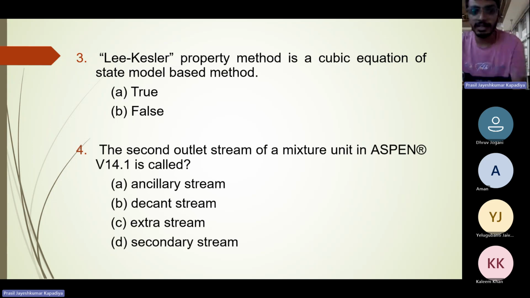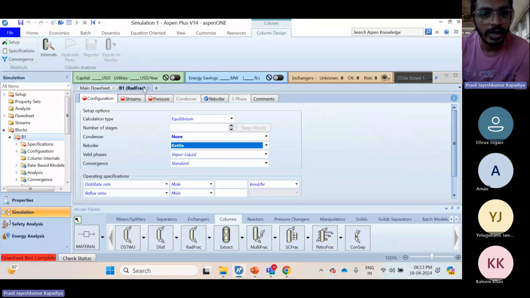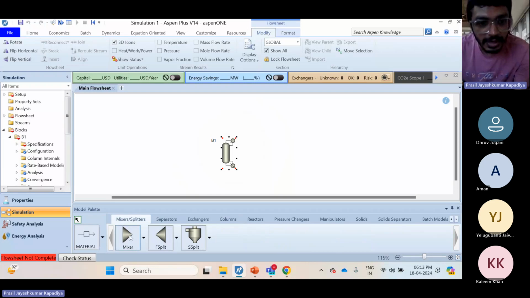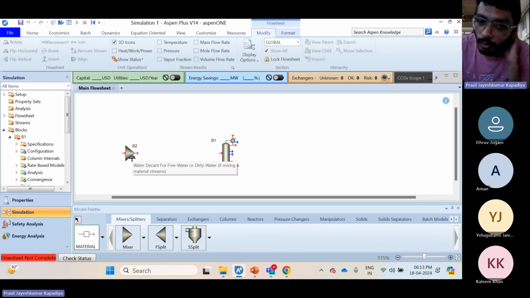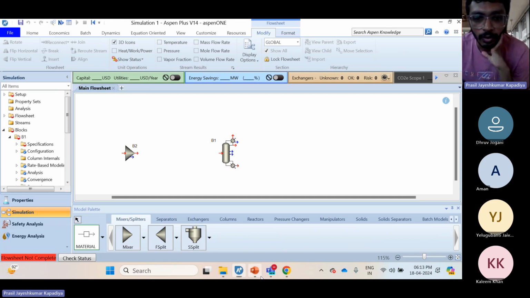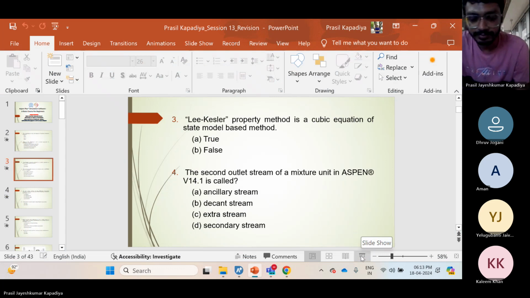Okay. The next question. The second outlet stream of a mixture unit in Aspen is called what? Okay, let's go to Aspen Plus. We have one mixture unit. So let's add a mixer. We have two streams, right? The first is the actual product and the second one is water decant, for free water or dirty water. So what should be the answer then? Decant stream. It's a decant stream.